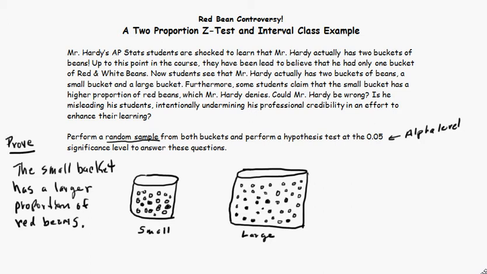This is a video to show how to do a two-proportion hypotheses test, or z-test, and a two-proportion confidence interval after the hypotheses test. So we're going to use the class example where Mr. Hardy had a small bucket of beans, red and white beans, and a large bucket of red and white beans. And the idea, if you read the problem, is basically students want to prove that the small bucket has a larger proportion of red beans. Okay, and they want to use an alpha value, a significance level of 0.05 for the test.